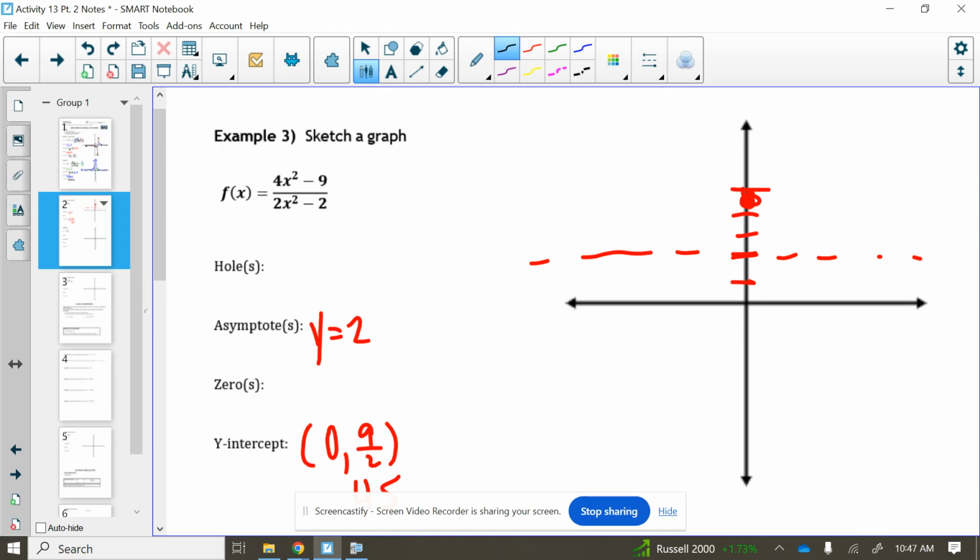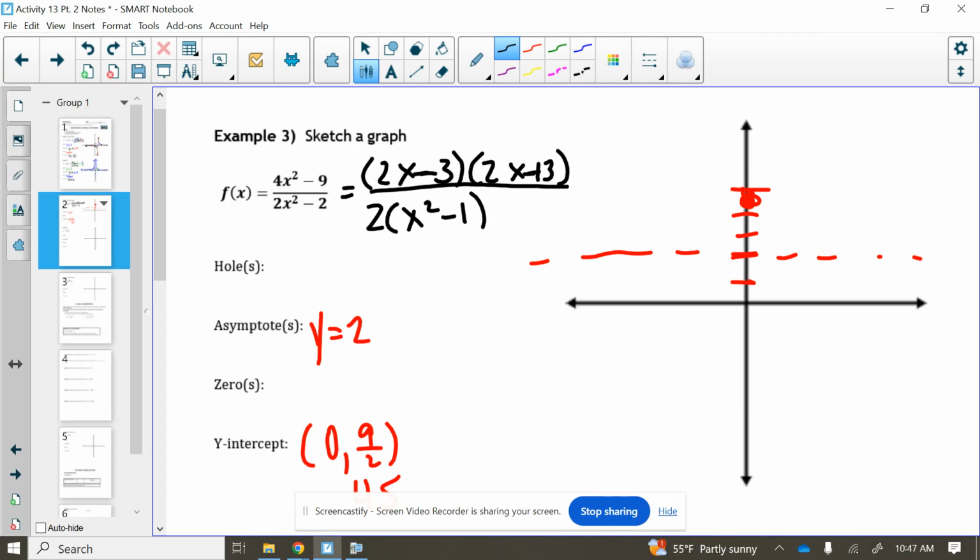If we factor on this one, careful on the top, we actually have a difference of 2 squares. So 2x squared is 4x squared, and 3 squared is 9. So with that difference of 2 squares, we would have 2x minus 3 and 2x plus 3 in the numerator. The denominator, if we factor out to start a GCF, we are actually able to factor this one step further and make this another difference of 2 squares, x plus 1 and x minus 1.